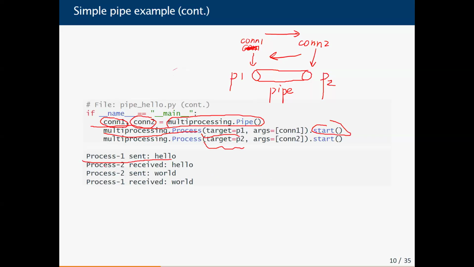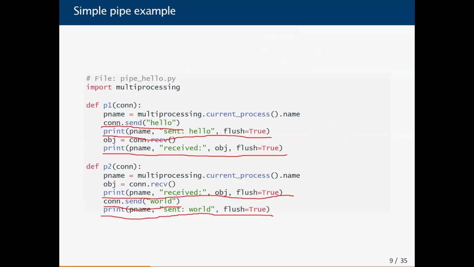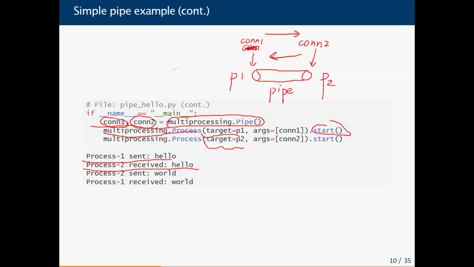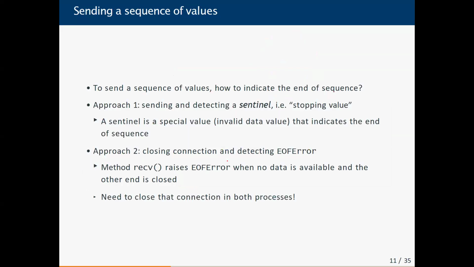And then after process 1 sends a message, process 2 will print that it has received the message. Okay, and process 2 can also send a message, and then process 1 will also receive a message. So this is bidirectional. Process 1 can send a message to process 2, and process 2 can also send a message to process 1.